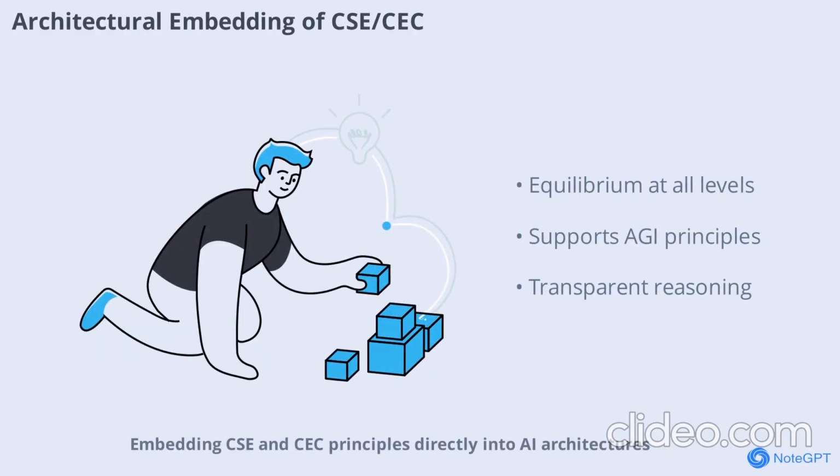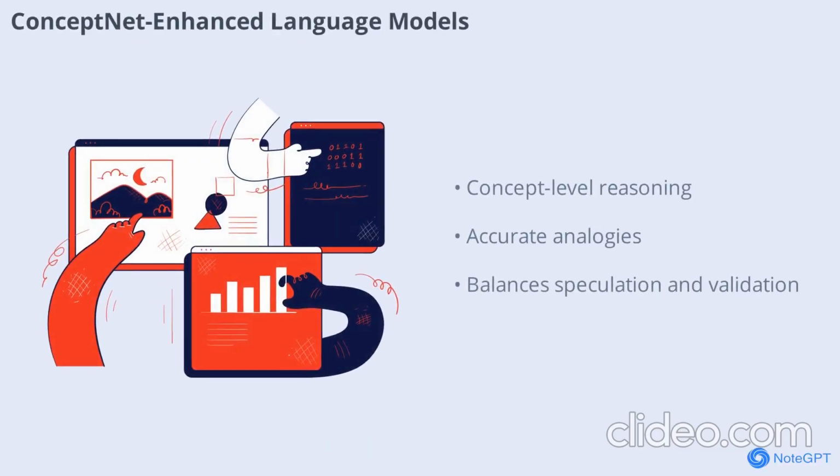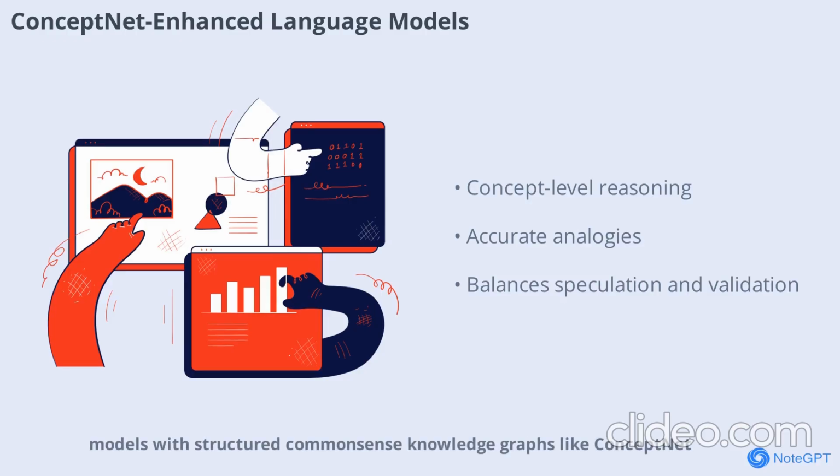Embedding CSE and CEC principles directly into AI architectures ensures that equilibrium is maintained at every level of processing. This architectural approach supports cognitive balance, conceptual depth, and transparent reasoning pathways. By aligning with AGI principles, these models become more trustworthy and capable of integrating knowledge across logic, language, vision, and symbolic domains. Hybrid systems that combine foundation language models with structured common sense knowledge graphs like ConceptNet use CSE-CEC to perform concept-level reasoning and analogical inference.